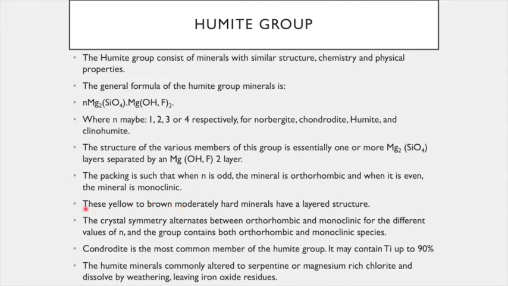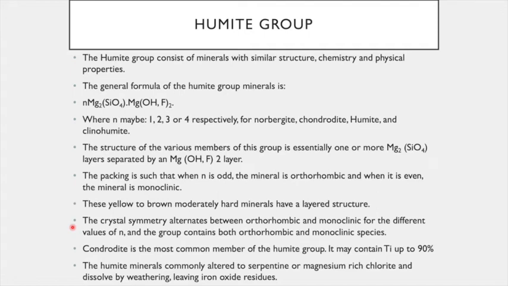These yellow to brown, moderately hard minerals have a layered structure. The crystal symmetry alternates between orthorhombic and monoclinic for the different values of N. As I told you, orthorhombic and monoclinic, because N varies. And the group contains both orthorhombic and monoclinic species.